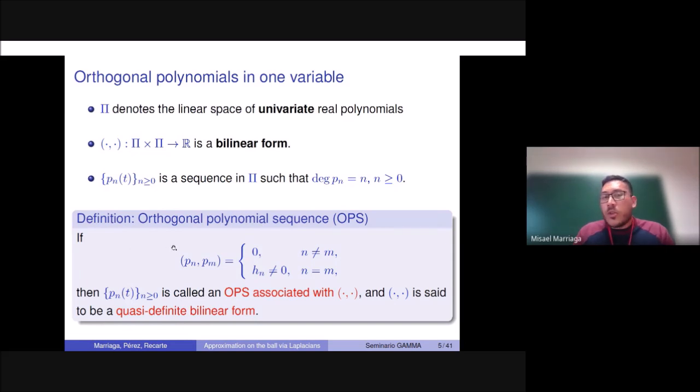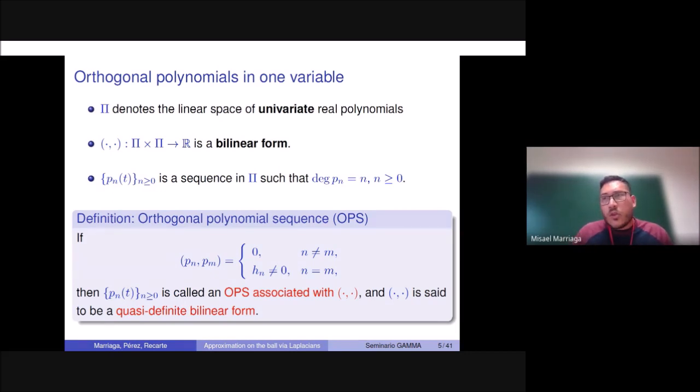I'm going to call it an orthogonal polynomial sequence if, whenever you evaluate the bilinear form with two different elements of the basis, the value is zero, and if I evaluate the bilinear form with the same element, then I have a value that is different from zero. And of course, if these are all positive, I have a norm squared. Okay. All right.